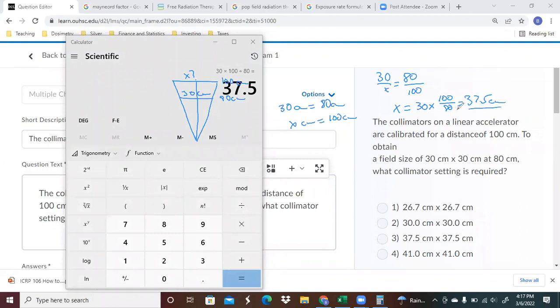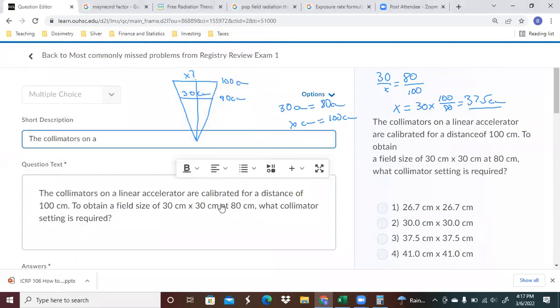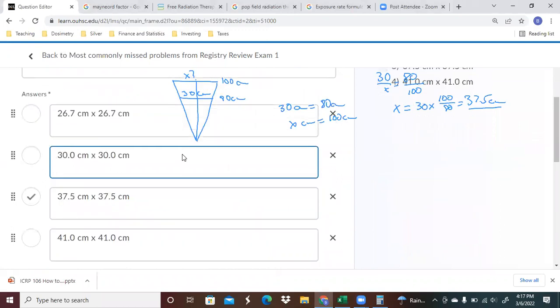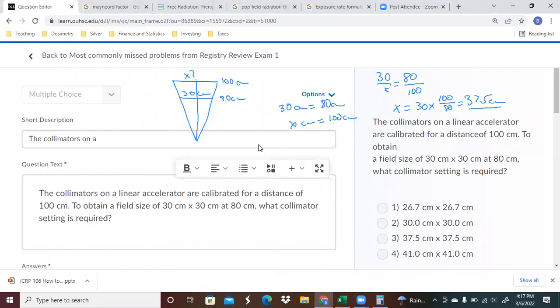This is what the setting would be at 100. And since we're looking at 30 by 30, we here would end up with 37 and a half by 37 and a half. So that's where that comes from. Okay, move on to the next one.